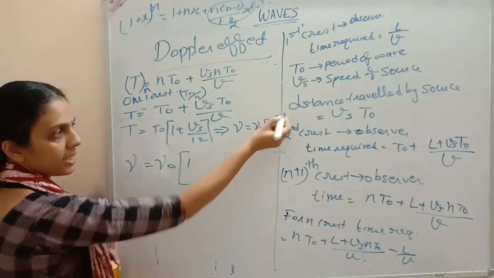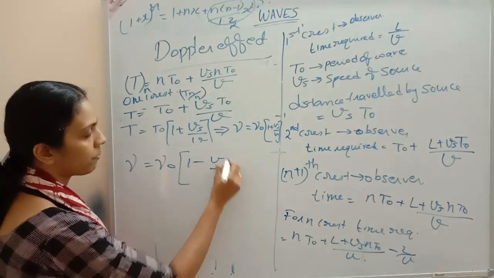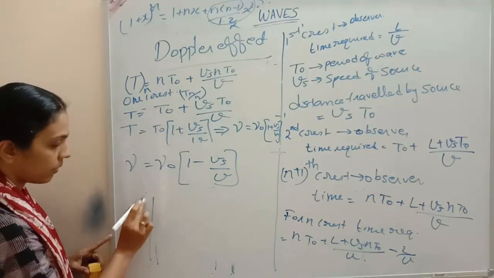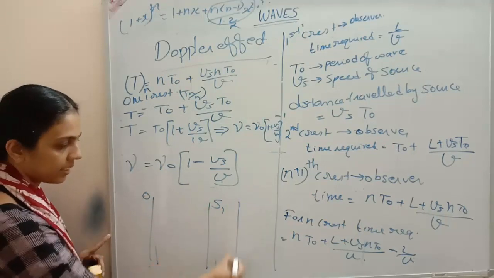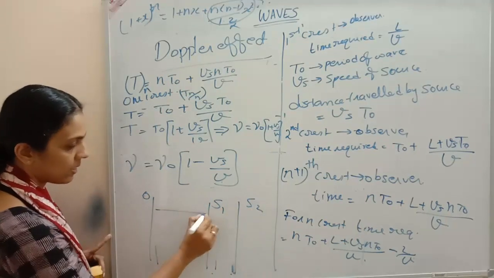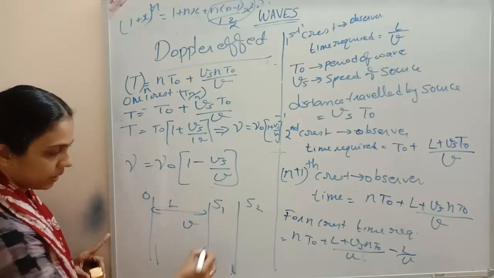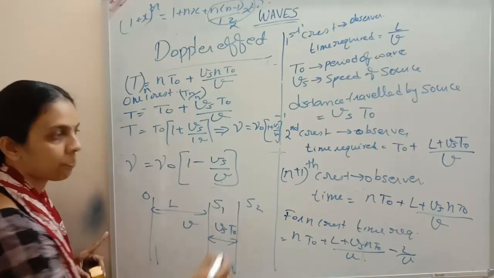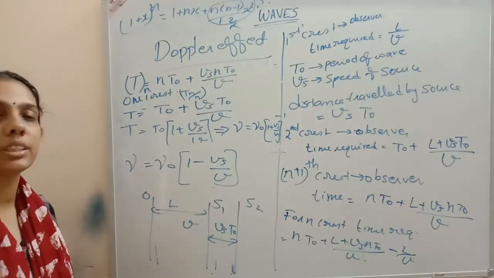So here 1 plus n is minus 1 minus Vs by V. This is, so here this was the position of observer and this was the position of source, S1 and this is S2. And this distance was L and it is moving with velocity V, and so here it is Vs into T0. Okay, this was that. So here source, in which direction it is moving?